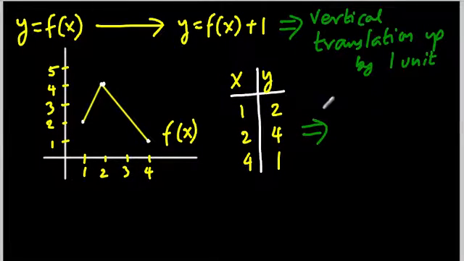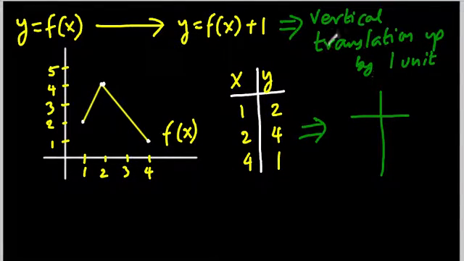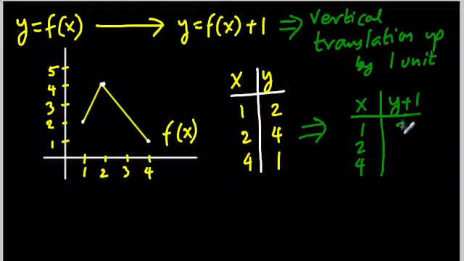So let's see how this xy table will be transformed. Here's the xy table. As we said, all the x's remain intact. Nothing affects the x's, so x remains like that. But all the y's are now increased by 1, so we say it's y plus 1. The x's remain intact, so that still remains 1, 2, 4. But the y's just increase by 1. So this 2 becomes 3, this 4 becomes 5, and that 1 becomes 2.